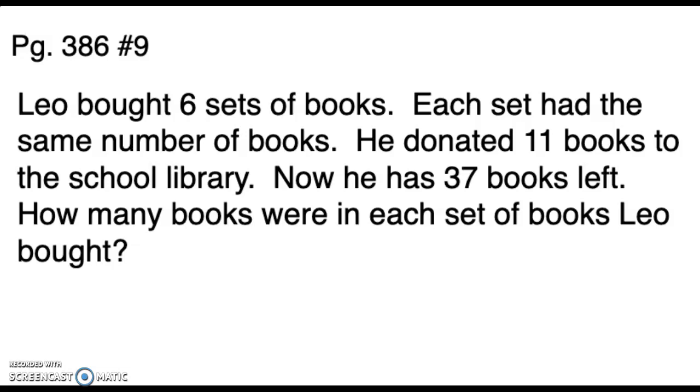Now this sounds similar to the very first question that we did on number 2, where we could do it backwards. But if he's got sets of books, that probably tells us we've got to do times and divide. And if he donated books to the library, that's going to tell us add and subtract. So let's start with a picture.